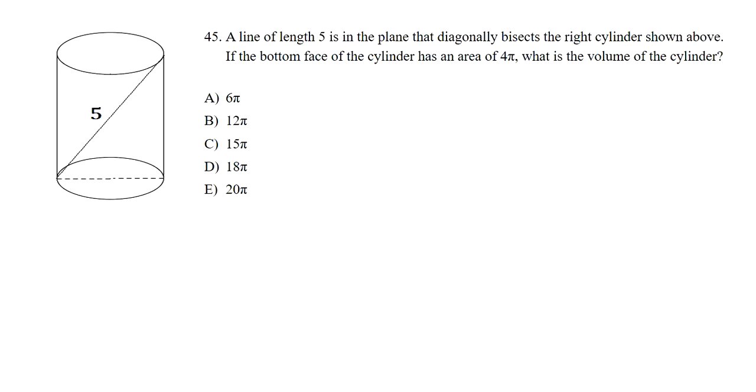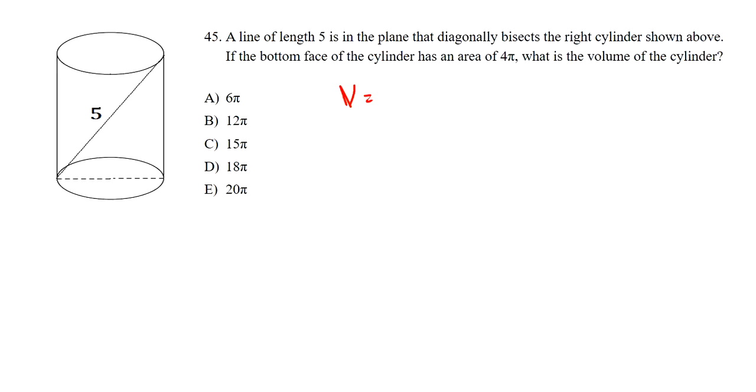Question 45. A line of length 5 is in the plane that diagonally bisects the right cylinder shown above, or to the left here. If the bottom face of the cylinder has an area of 4 pi, what is the volume of the cylinder? So first off, let's write out our equations.